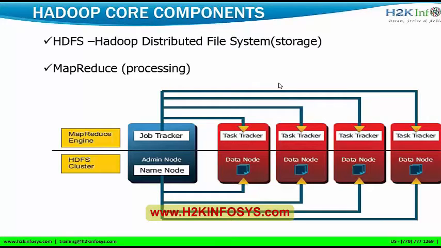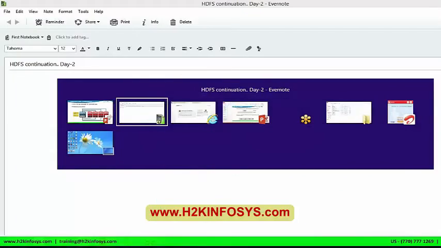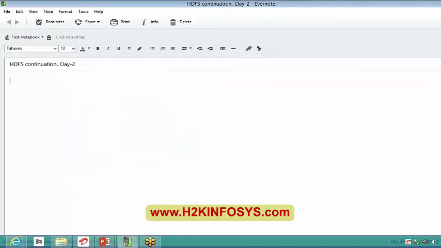Okay, let me give you in this way. Masters in Hadoop architecture: one is name node and the other is job tracker. Slaves will be data node and task tracker. Okay, this is what it is.